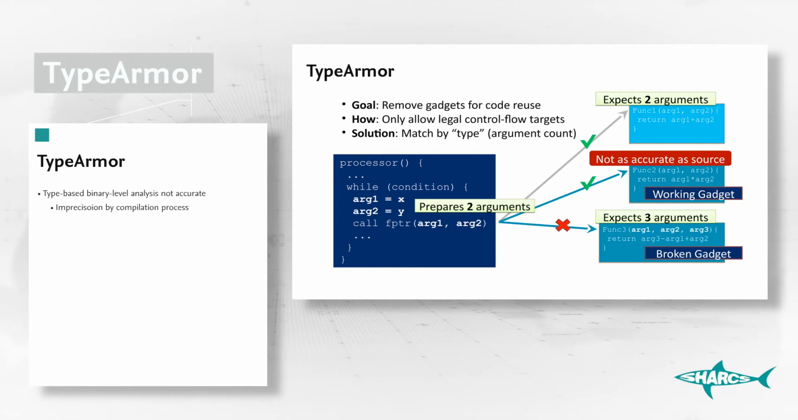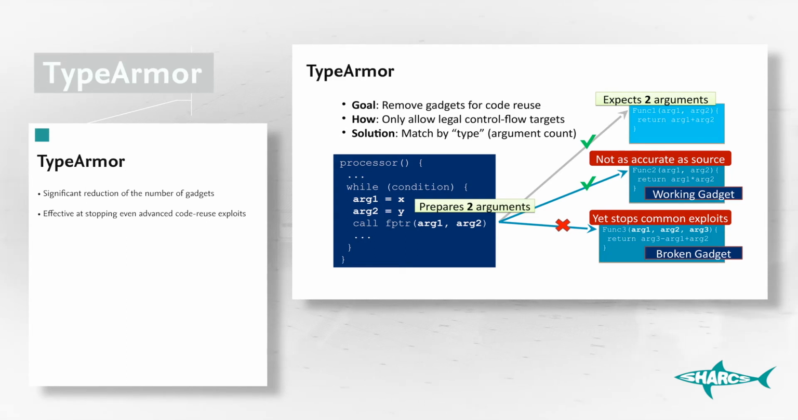Type armor's type-based binary level analysis may not be as accurate as a source-level analysis due to the imprecision introduced by the compilation process. For example, type armor is unable to eliminate argument count compatible gadgets such as the 2nd func2 gadget. However, type armor's CFI strategy significantly reduces the number of gadgets available to an attacker, and our analysis shows that this approach is effective at stopping even advanced code reuse exploits available today.